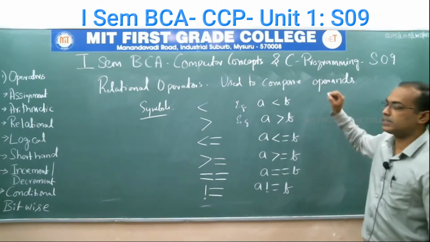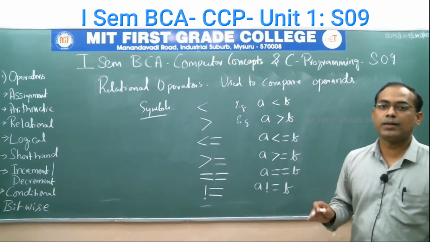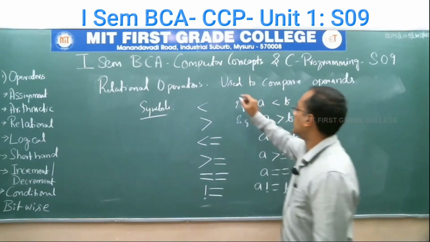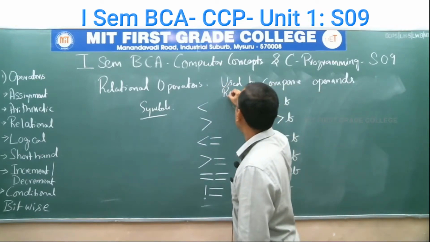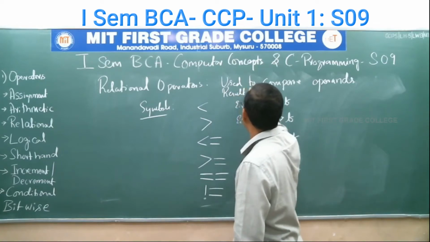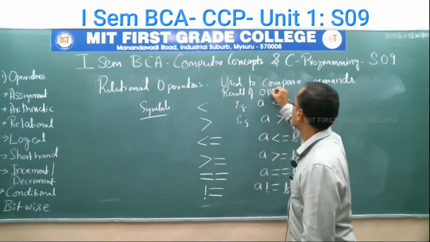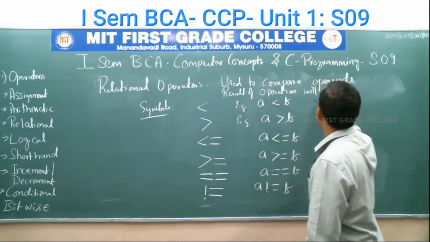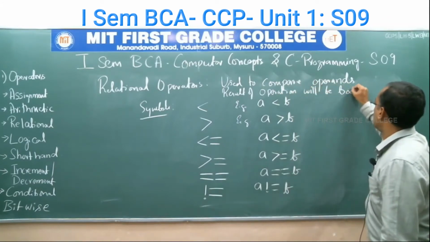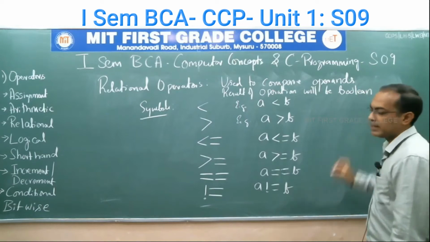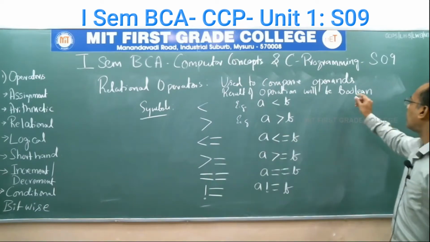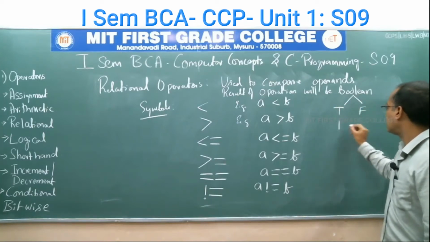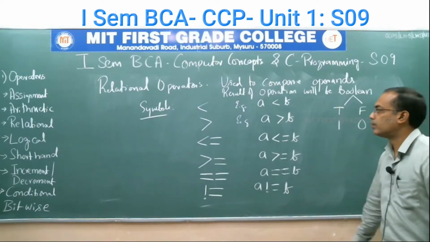Now keep this in mind. Always the result of the relational operator will be a Boolean value. So make a note, result of relational operation will be Boolean. What does it mean? It has only true or false. True meaning 1, false meaning 0.